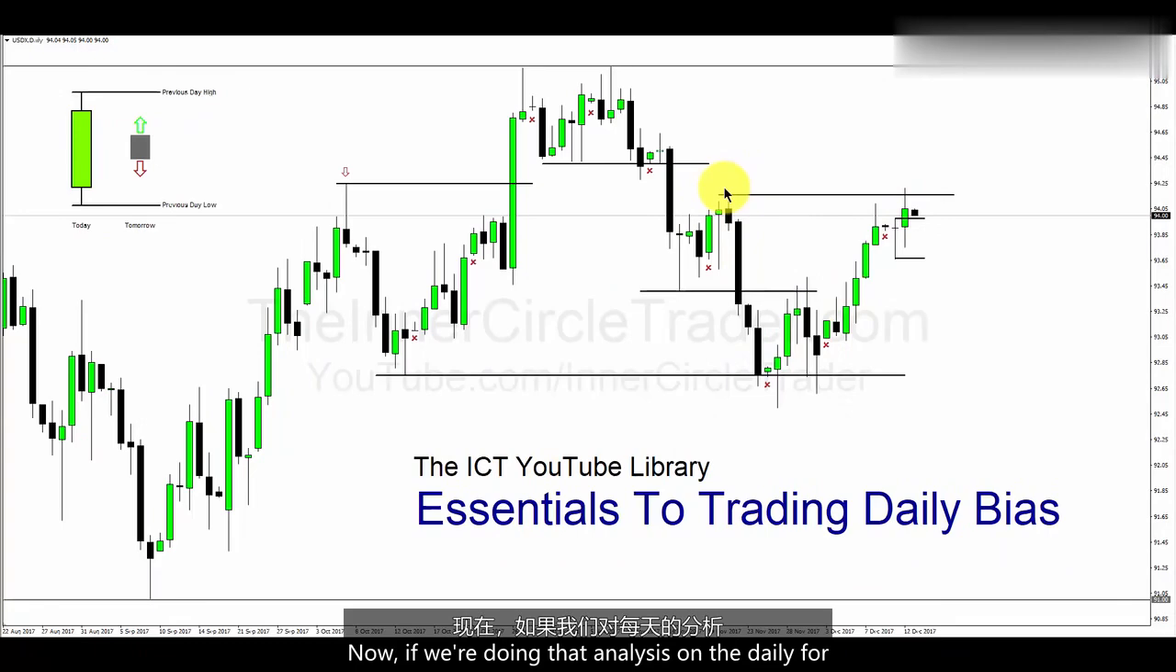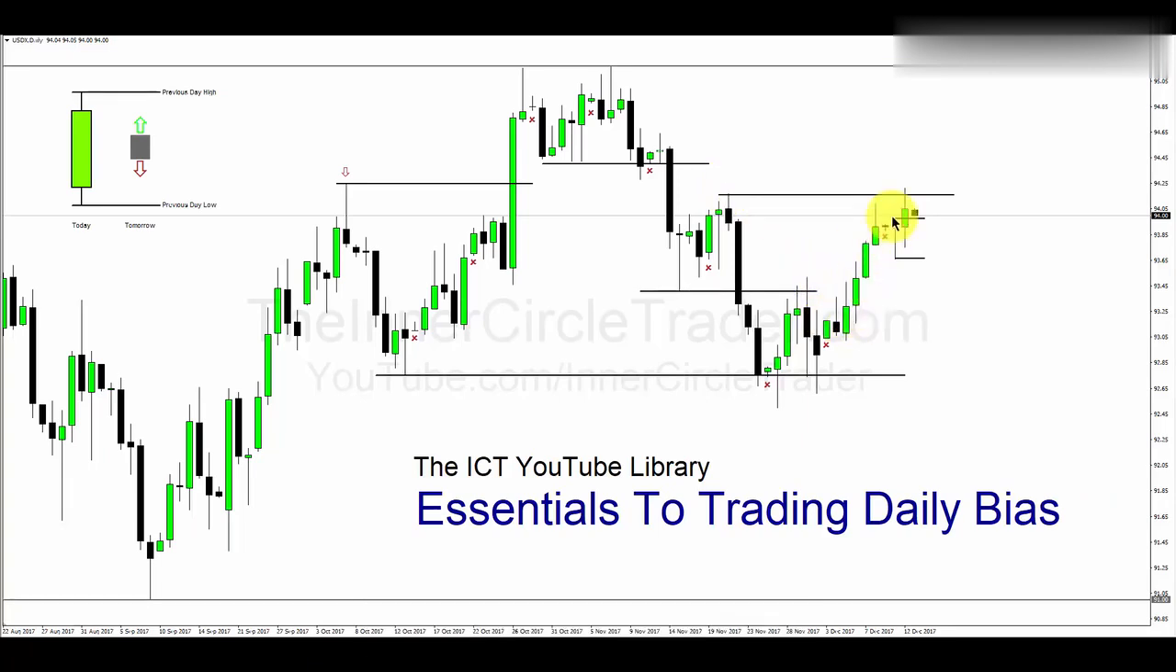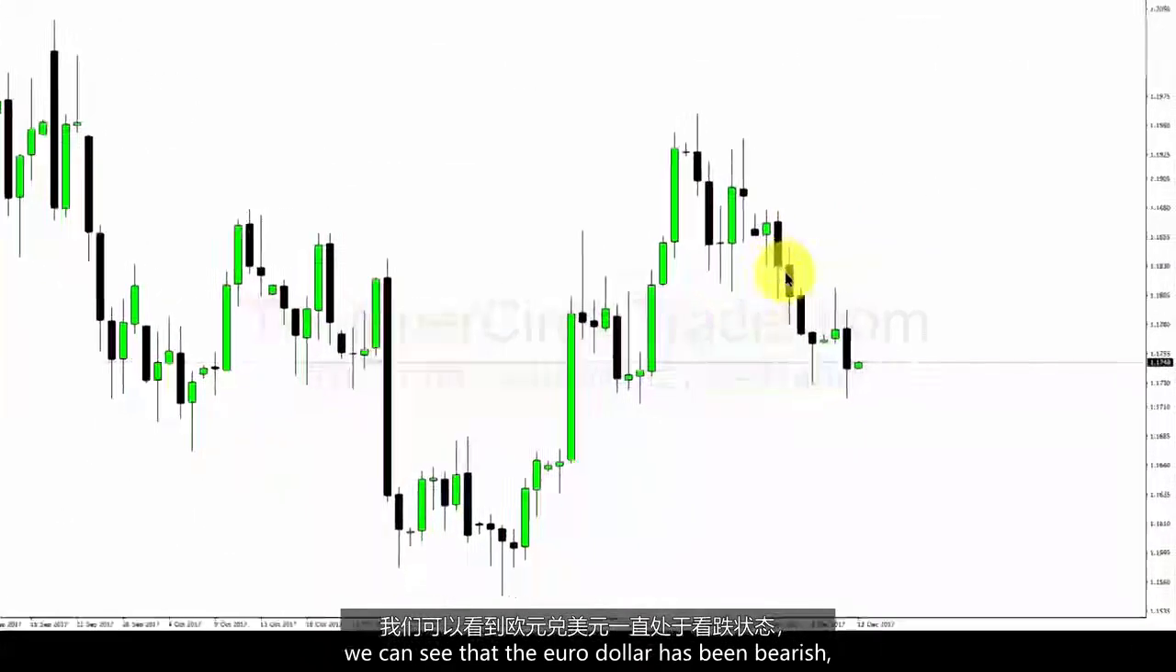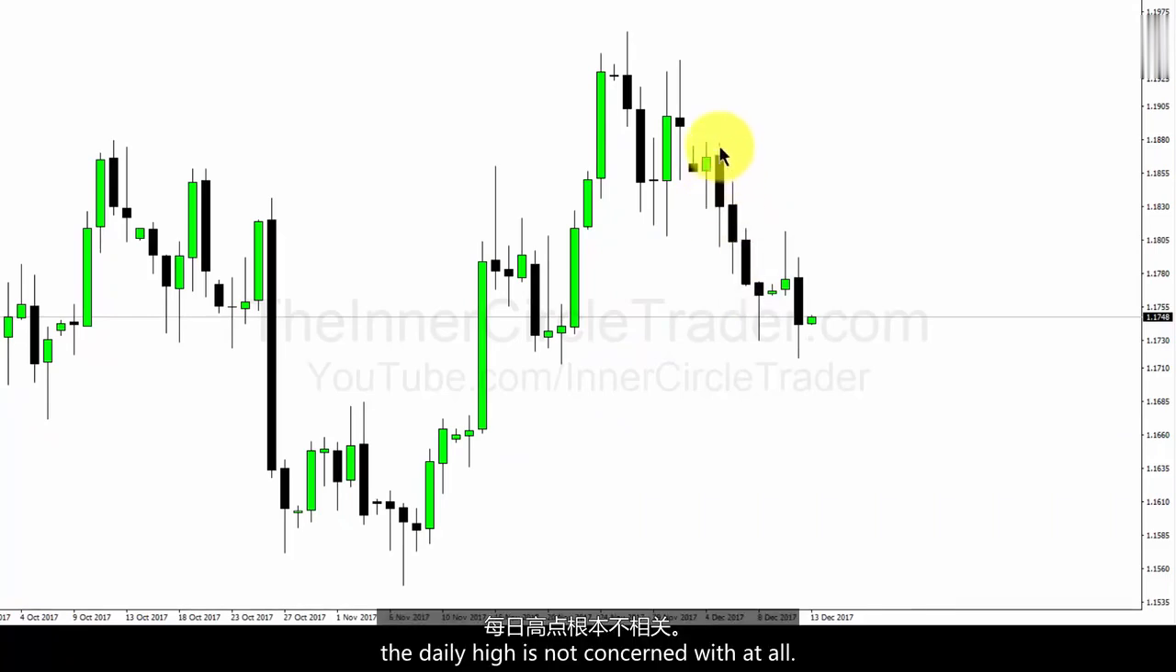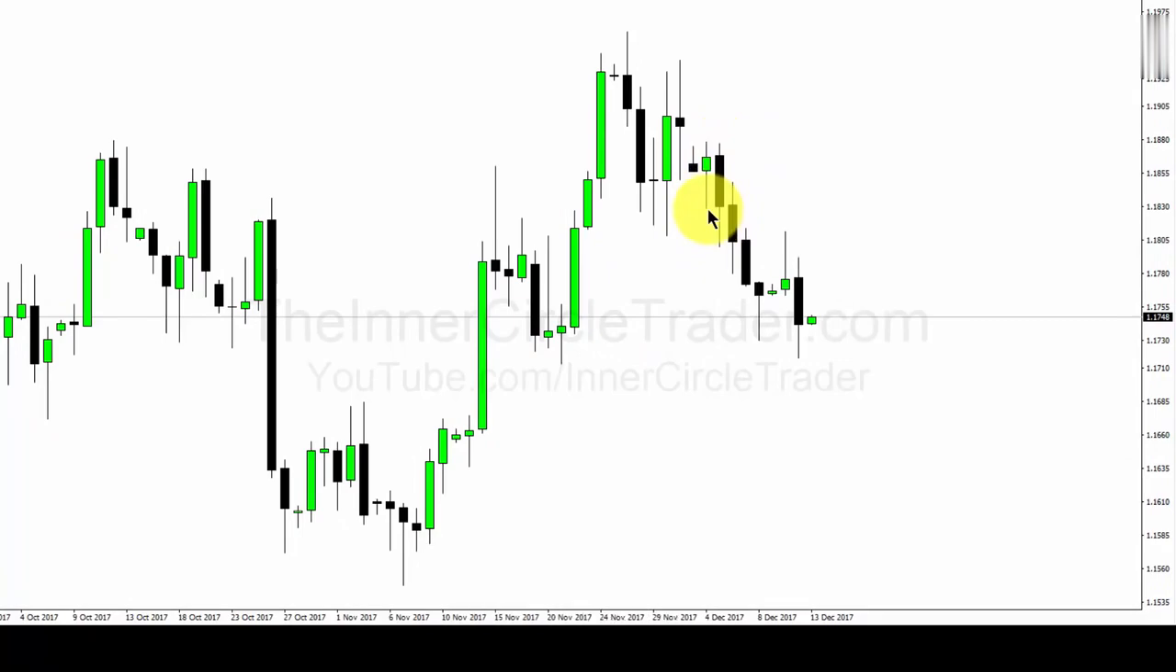Now, if we're doing that analysis on the daily for the dollar index, and we've arrived at a bullishness for the dollar, what does that translate for foreign currency in terms of daily bias? It's going to be a mirror image. So if we go over to the euro dollar, we can see that the euro dollar has been bearish, as we would reasonably expect. Notice that every single day, the daily high is not concerned with at all. It's the previous day's low.